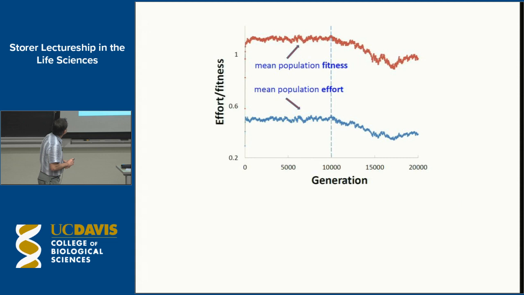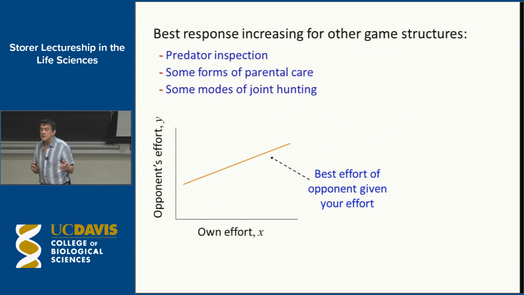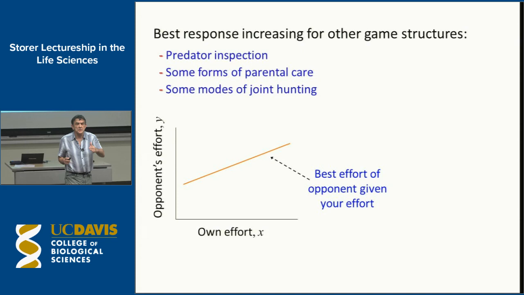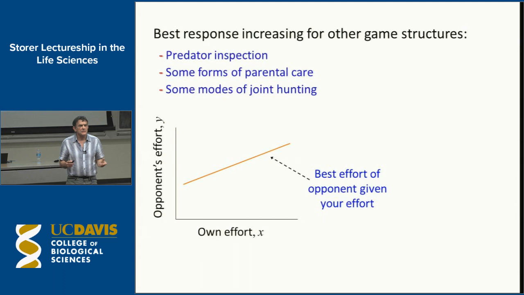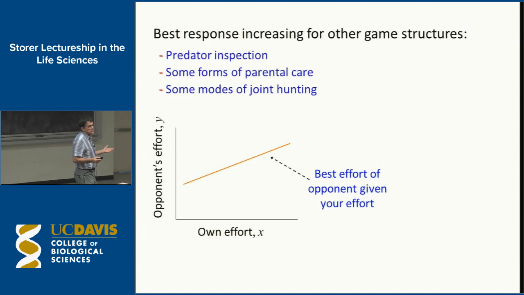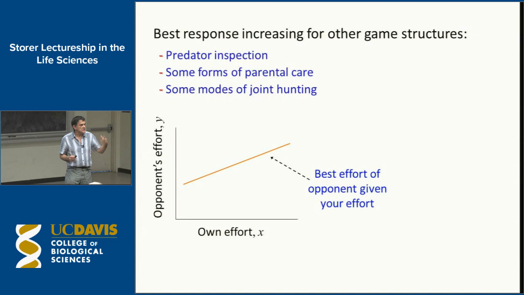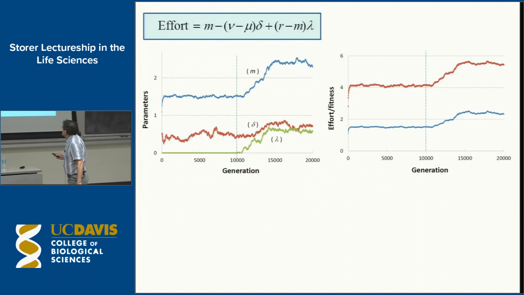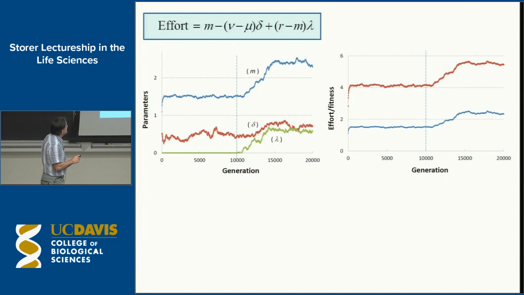Okay. You can get the opposite if your game structure is different. There are some games where it may be that the best thing for an individual to do, in terms of effort, is an increasing function of the effort of their partner. For example, maybe in some hunting endeavor, if they don't put much effort in, it really isn't worth you doing it either. But if they start to put in a lot of effort, then it's worth you putting in more yourself. Now, if that's the case, you get the opposite result. Here we can see that reputation in this case increases baseline effort and increases mean population fitness. So it depends on the game structure.